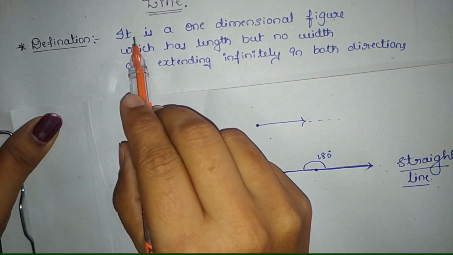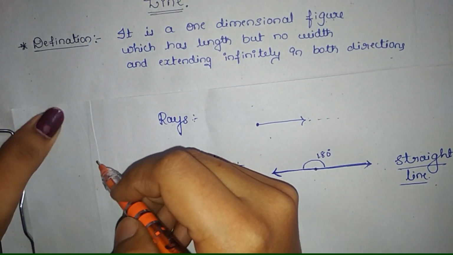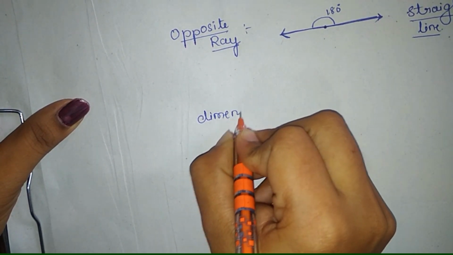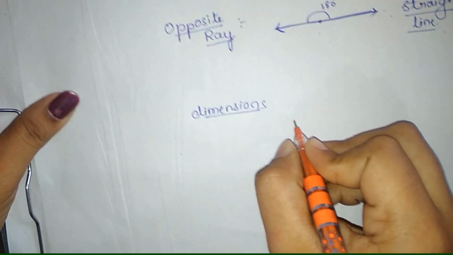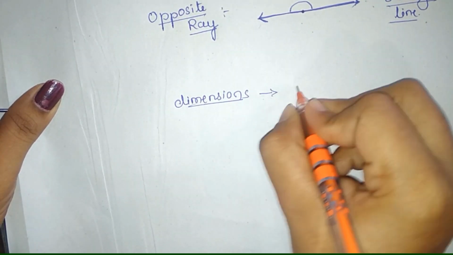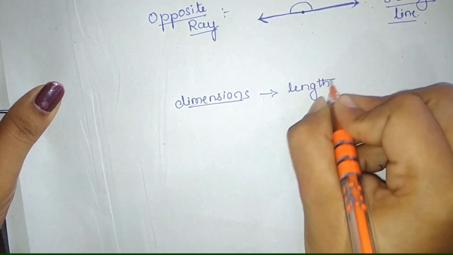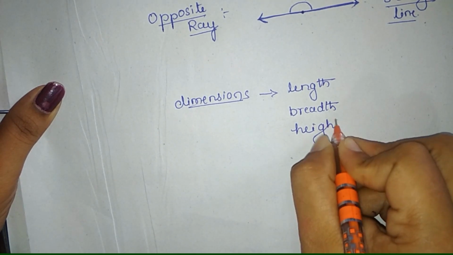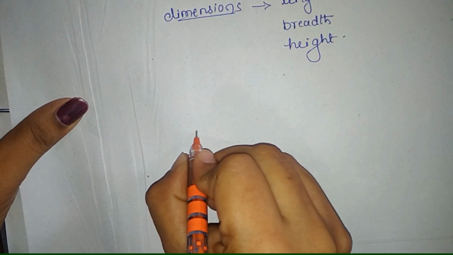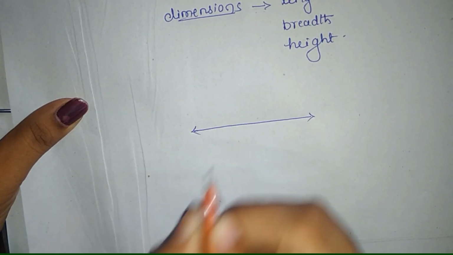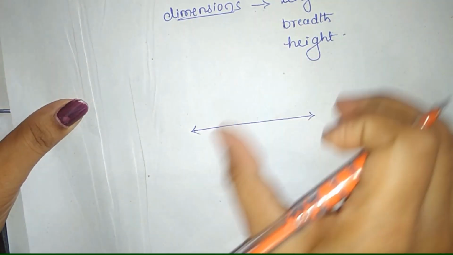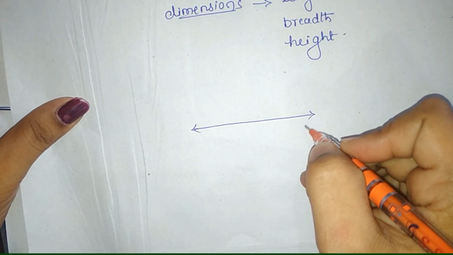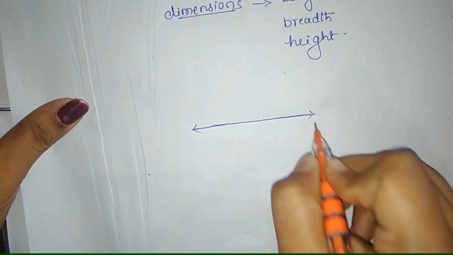Here it is defined as a one dimensional figure. I also told you what a dimension is. Dimensions means here we can consider length, breadth and height. Here line is nothing but a single dimensional figure which has no breadth. Breadth means there is no width and no height at all. It is only a single dimensional figure.